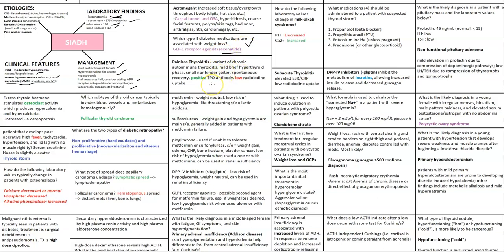And then the next one is going to be painless thyroiditis, a variant of chronic autoimmune thyroiditis. There's a mild, brief hyperthyroid phase, a small, non-tender goiter, and spontaneous recovery. Painless thyroiditis is going to present with a positive TPO and a low radioiodine uptake. Positive TPO, low radioiodine uptake.